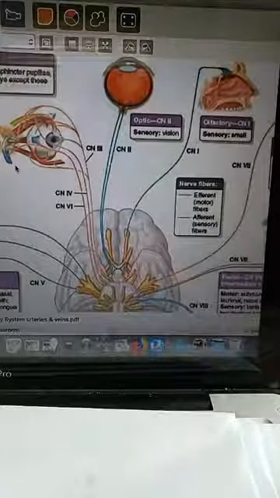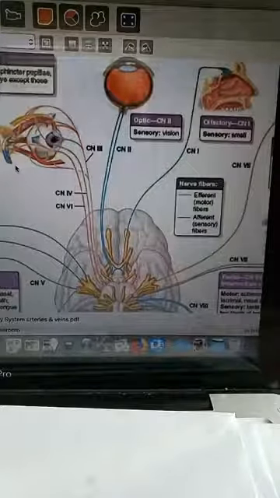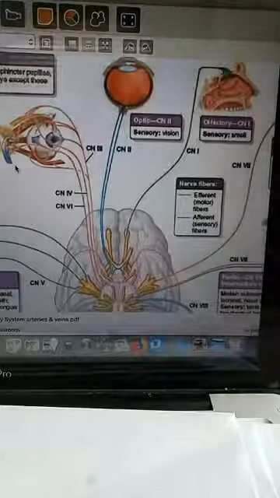So make sure that you know the different parts: temporal lobe, occipital lobe, frontal lobe, parietal lobe, all those different things.